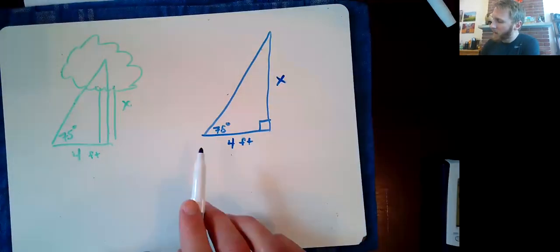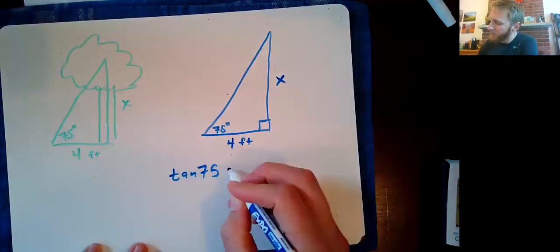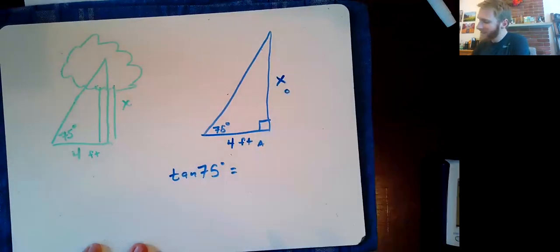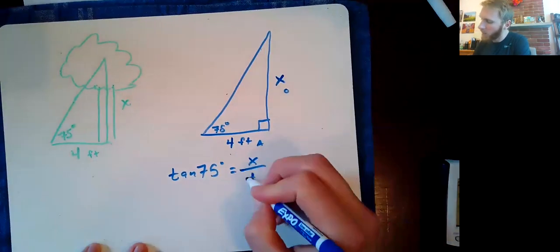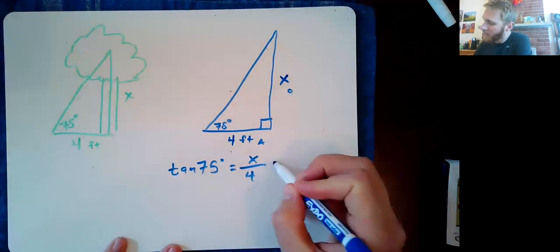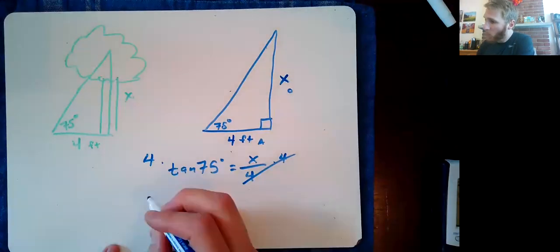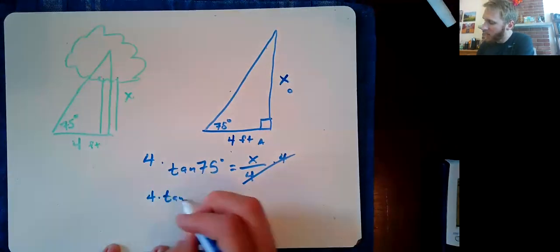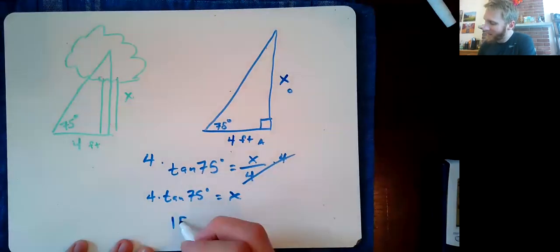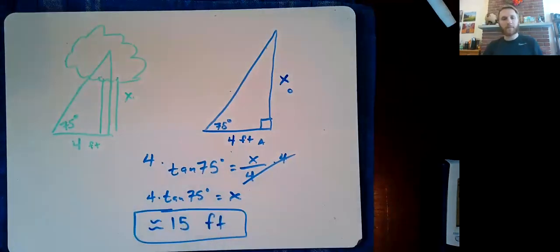Now you can use tangent again. I'm going to set up tangent of 75 degrees, and it's going to be equal to my opposite over adjacent. So x over 4. Great. Just like we did the previous 3, multiply by the denominator to cancel out. Do that on both sides and type in 4 times tangent of 75 degrees into your calculator, and you get approximately 15 feet. And that's how you use tangent.